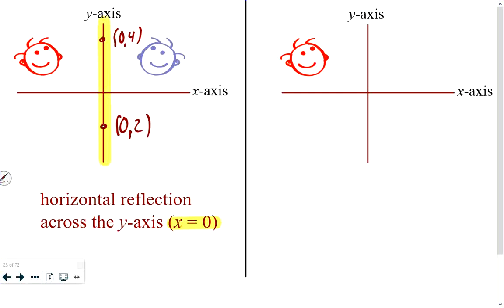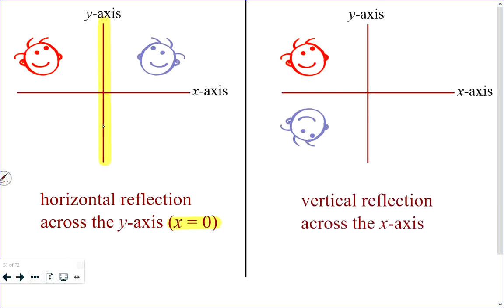Right? It's not to the left, it's not to the right, it's at x equals 0. If you take a look at the second image, that's a vertical reflection. A vertical reflection is across the x-axis. You can see that, right? Things above the x-axis go below the x-axis. But the equation of the x-axis is y equals 0. You guys with me on that?